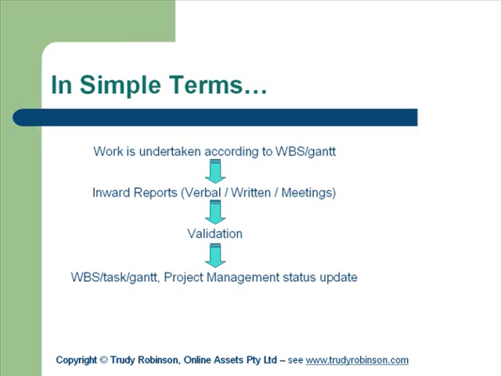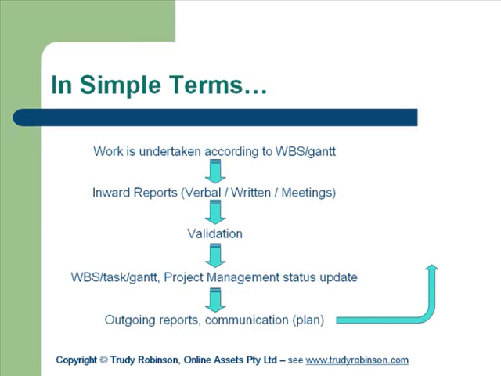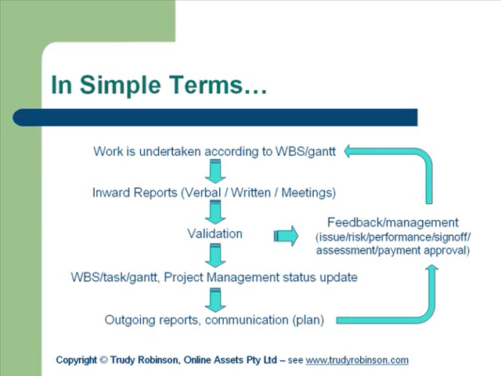So after that, you will update your work breakdown structure or your Gantt chart or however you're managing your project plan, doing a status update. You have ongoing, outgoing reports, communications, and then you have feedback where you're managing the whole thing around your risk and performance requirements, etc. So this is a cycle that will happen continuously throughout the project. You'll get work done, you work out what they haven't done, you'll approve things, you'll okay things, you'll send out reports. And then you go back through the cycle again and again and again.